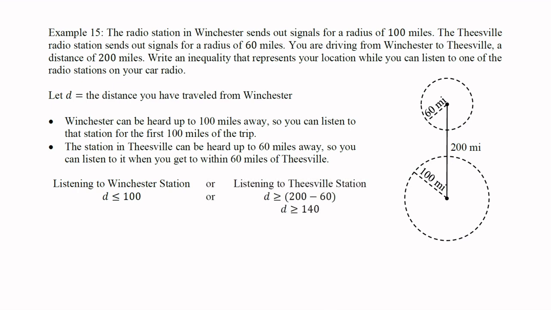Now for the Thiesville station, you have your distance greater than or equal to 200 minus 60. Because Thiesville is 200 miles away, you subtract the 60 miles before Thiesville that you can start listening to the radio station, and you have a distance that is greater than or equal to 140. So your solution set would be the set of all distances such that your distance is less than or equal to 100 miles from Winchester, or your distance is greater than or equal to 140 miles from Winchester.